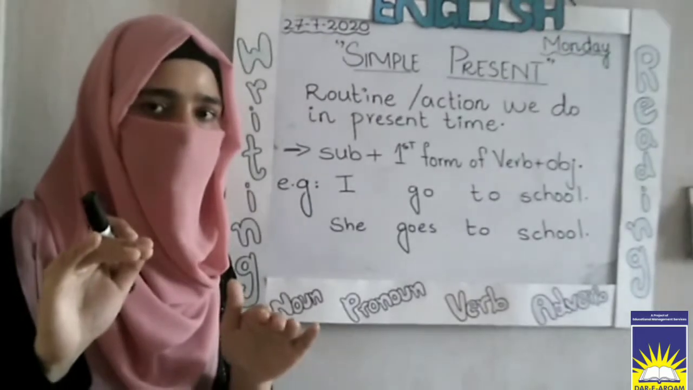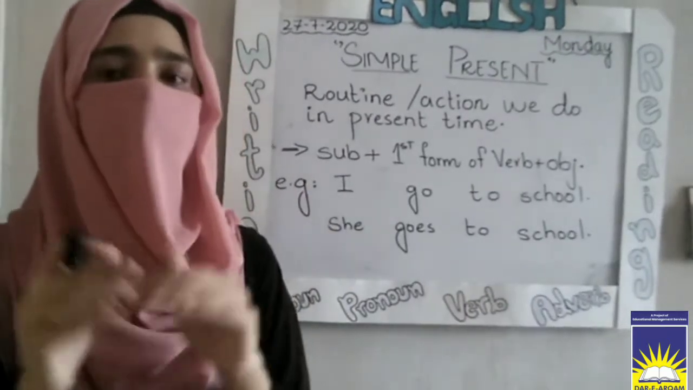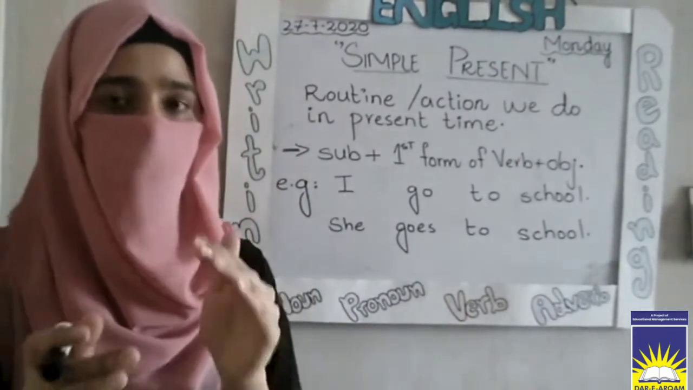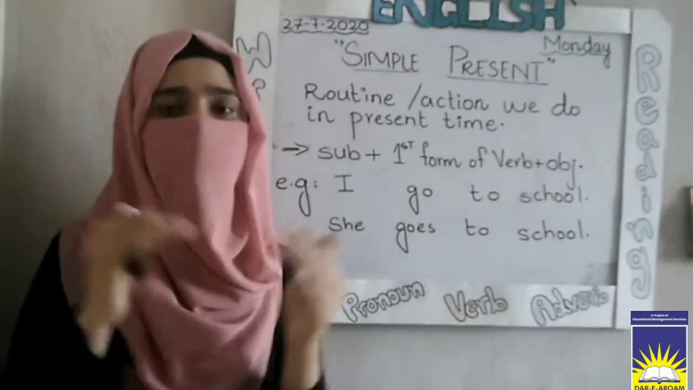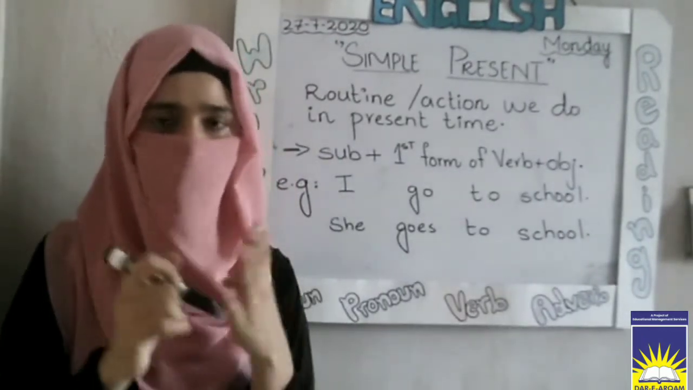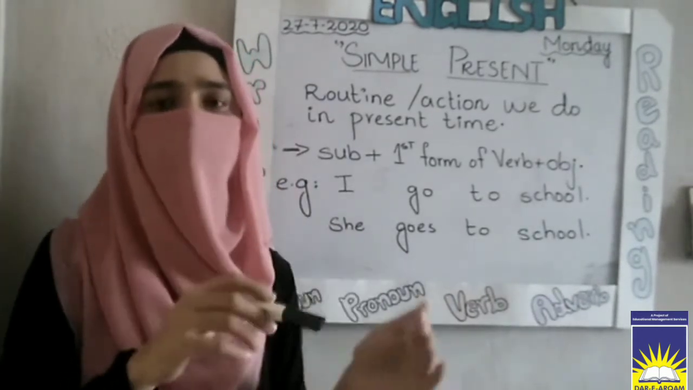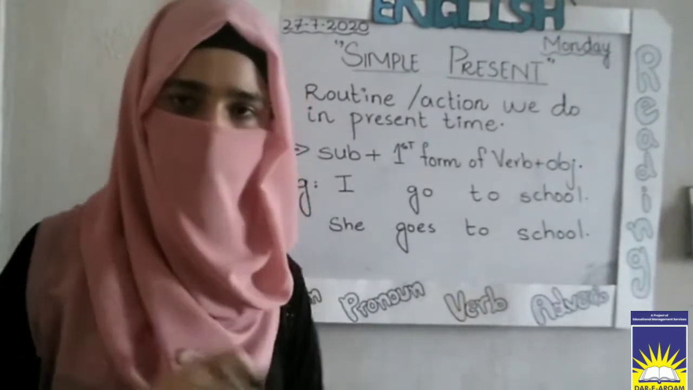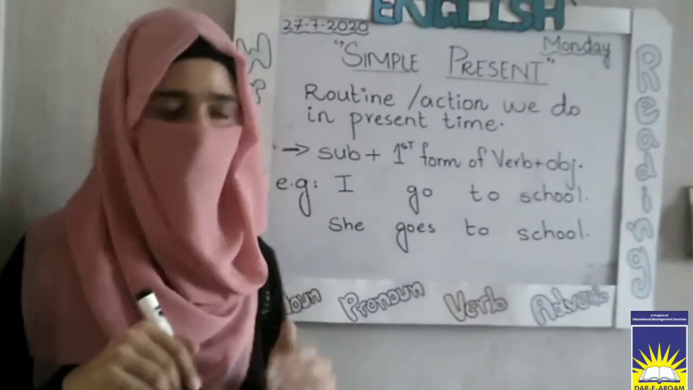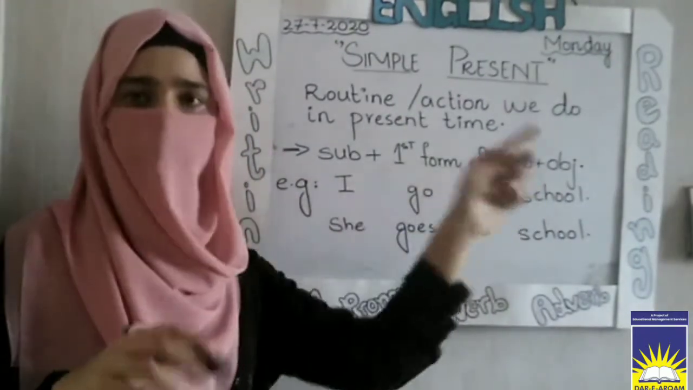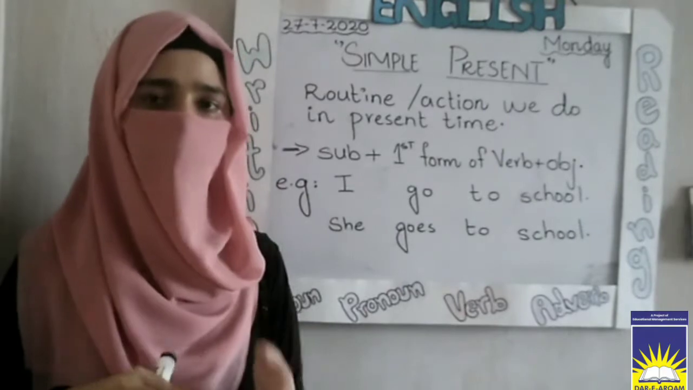Is it clear? Okay. As we have learned different form of verb, I told you. So in it we had 4 types of form of verb, 4 forms of verb, including first, second, third and present participle form. So in this tense we use first form of verb, that is also called basic form of verb.